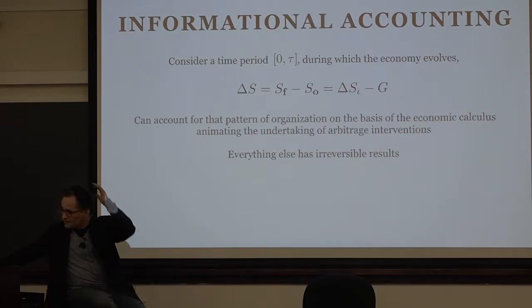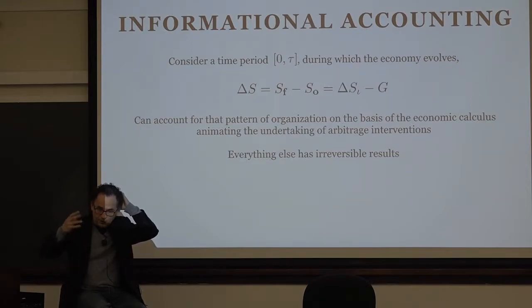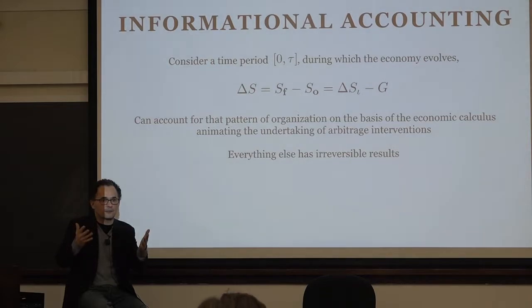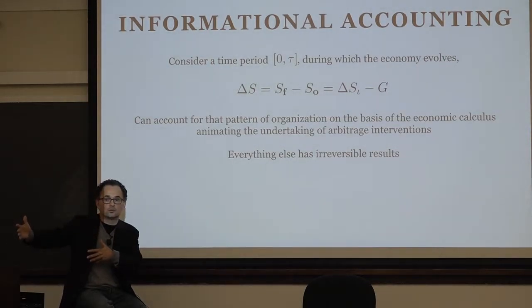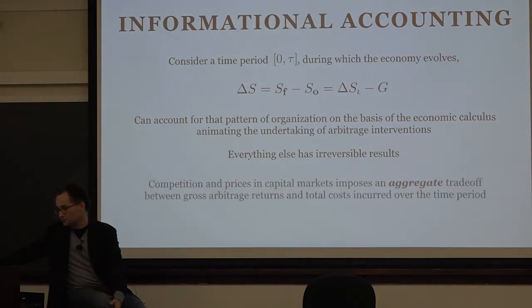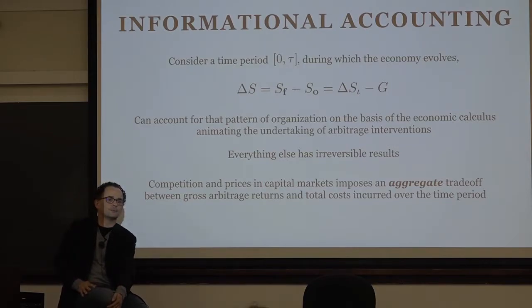Right. So the idea is that we can account for the pattern of organization with reference to the economic calculus that results from the competitive interactions that shape the undertaking of these reallocations of capital. If you can account for that in a way that gives you some way to match what you observe, you're in a good place. And you end up with an understanding that competition in capital markets and the price system in capital markets imposes an aggregate trade-off between the returns that arbitrageurs realize and the costs that they incur during that period.